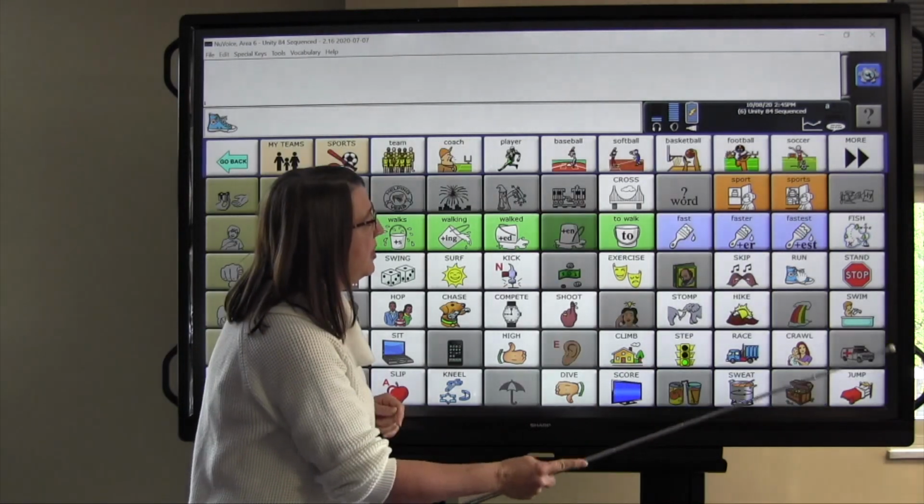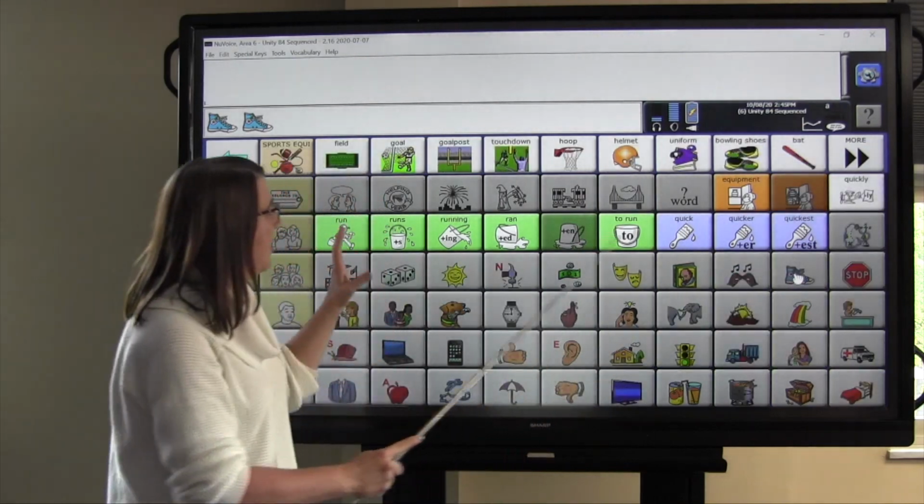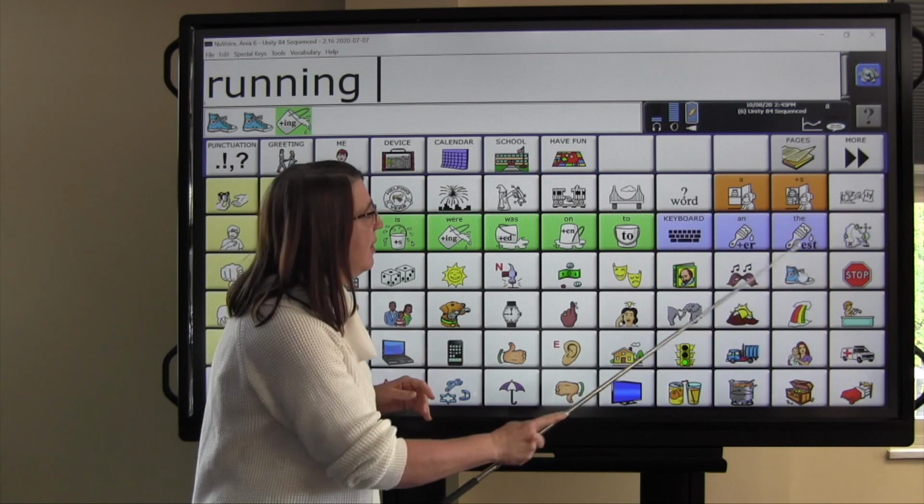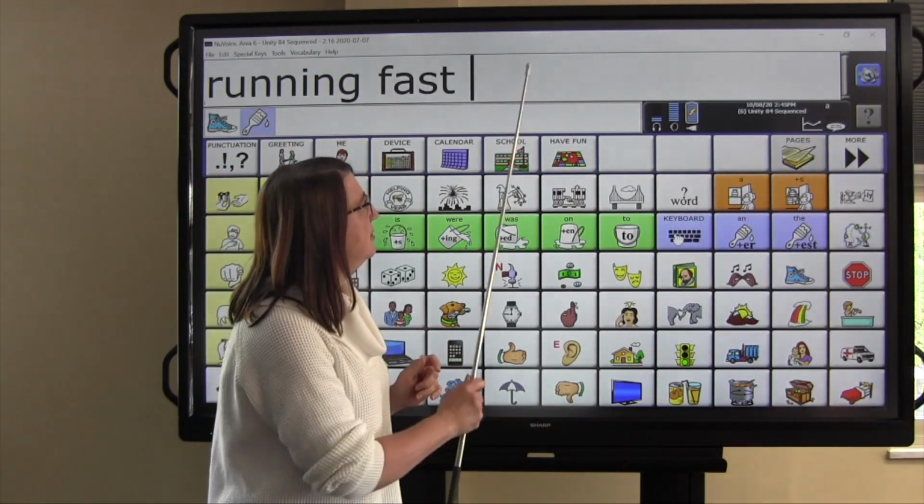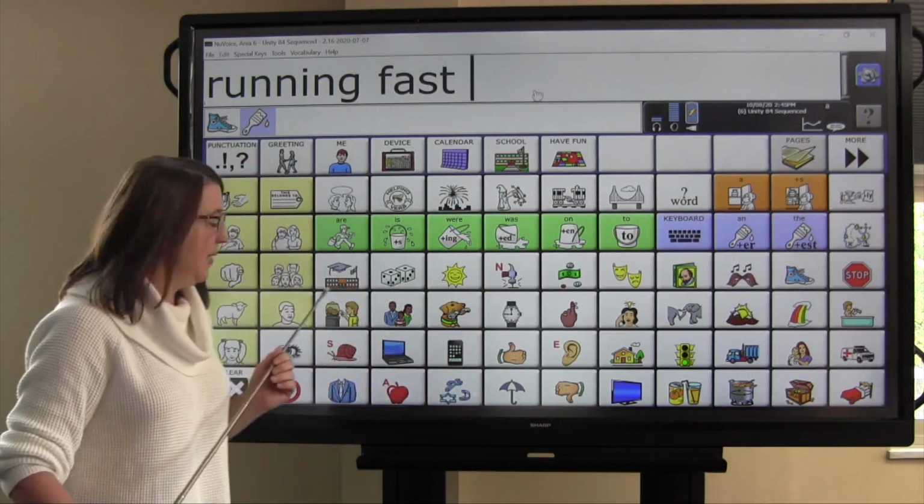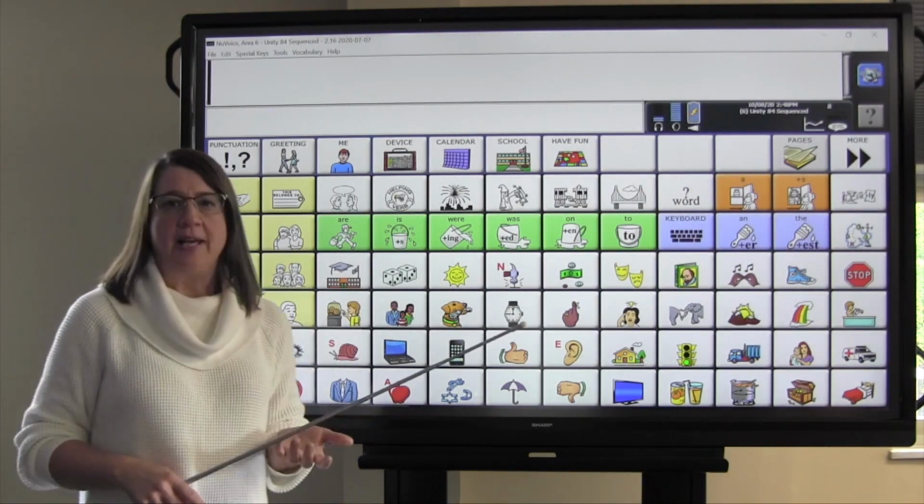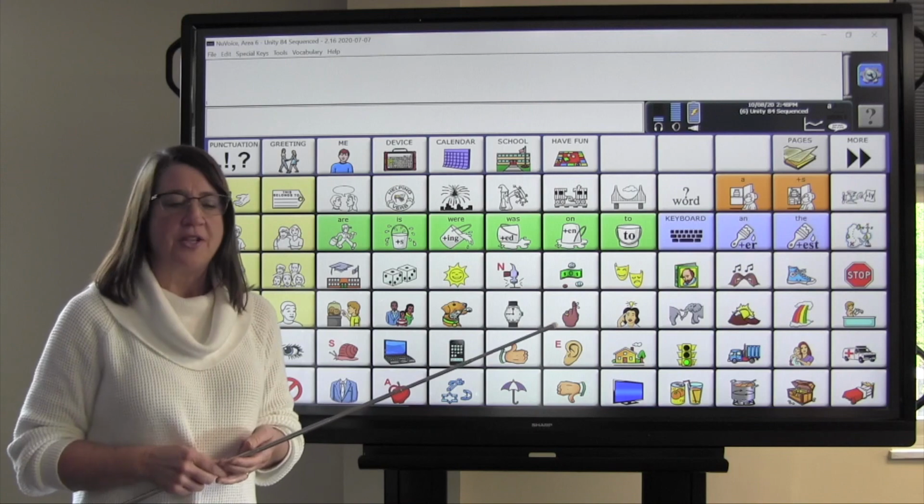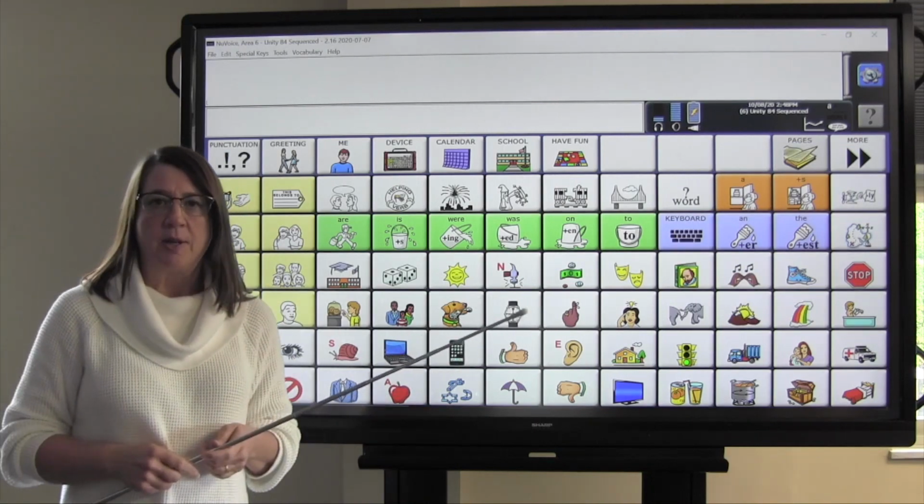Or we could say running fast. So shoe plus shoe is our run verb sequence. Running. Running fast. Just like there are icon families for verbs, there are also icon families for adjectives. So let's take a look at a couple of those families.